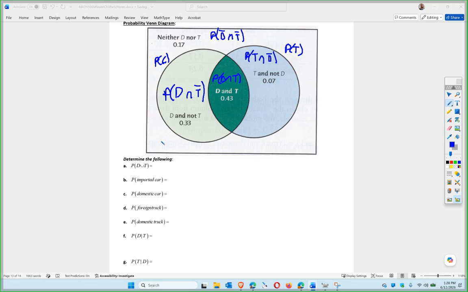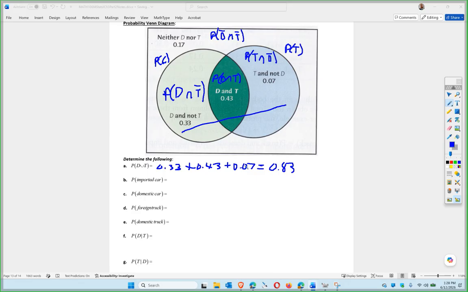All right. So D or T, that's the entire thing, isn't it? All you have to do is add those together, because or is basically not being neither. So neither is the 17%. So just add those up. 33, 43, and 7. If I add that up, I get 83. Check my math there, but I'm pretty sure I'm good.